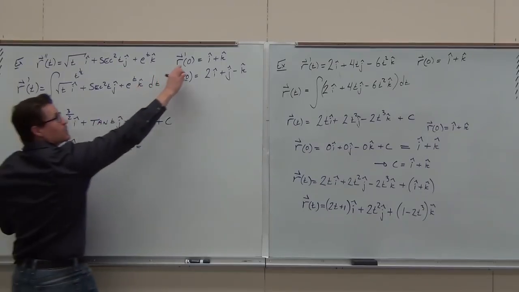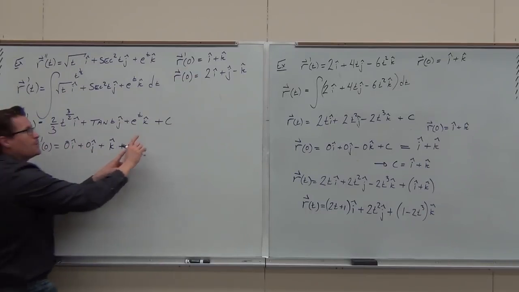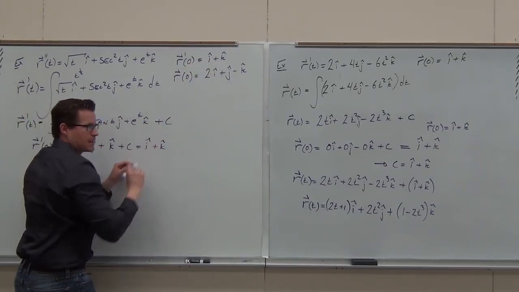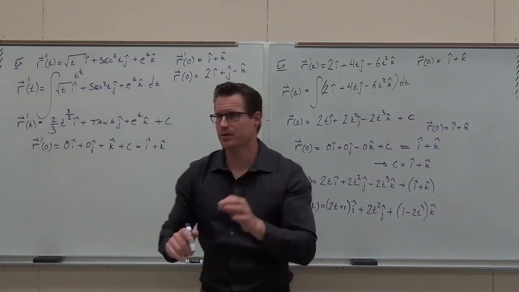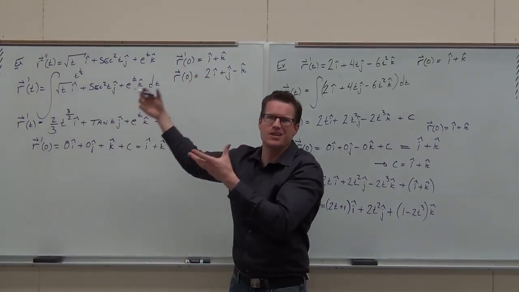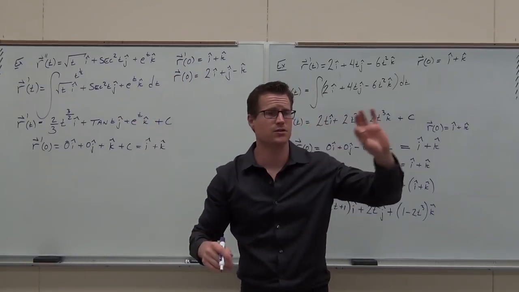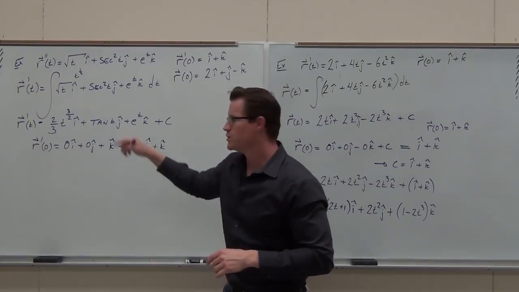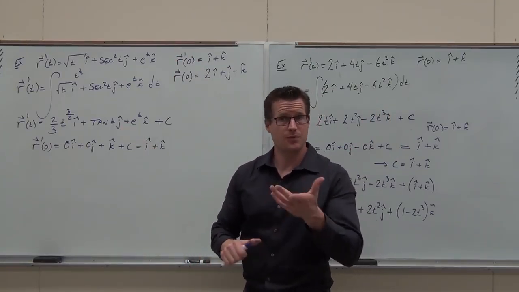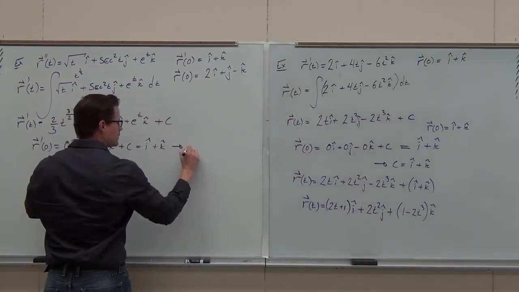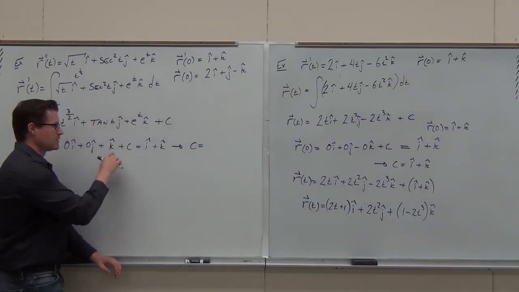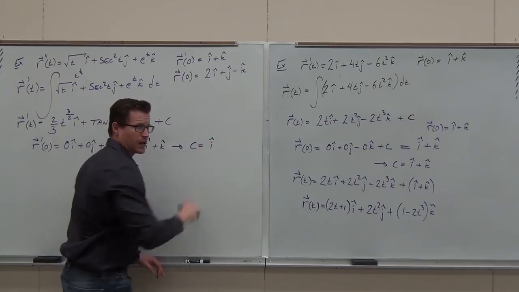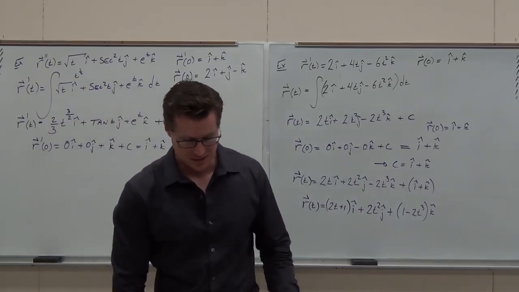When I plug in 0, it has to be equal to i plus k. That's a must. It's got to be equal to i plus k based on this initial condition, initial velocity, if you will, of this vector function. Show of hands, feel okay with that one? Okay, cool. What do you do next? Solve for c. If we solve for c, it's something pretty nice. 0, 0, that's great. I love that. If I subtract k, I get i. That's it.